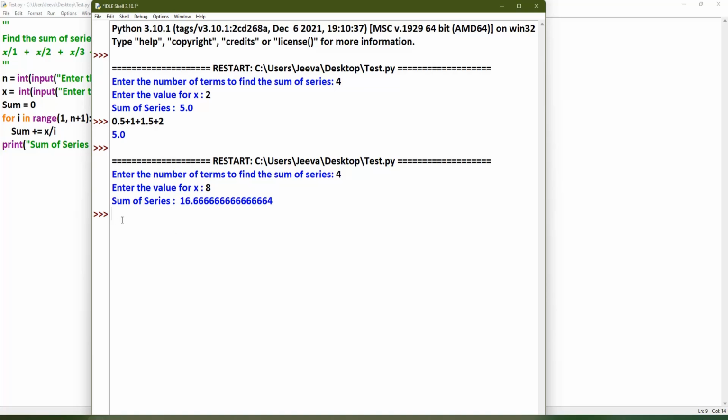Let us manually do this. 8 by 1 is 8, 8 by 2 is 4, 8 by 3 is 2.6666, plus 8 by 4 is 2. So this answer should be equal to the answer we got from the program. It is the same.